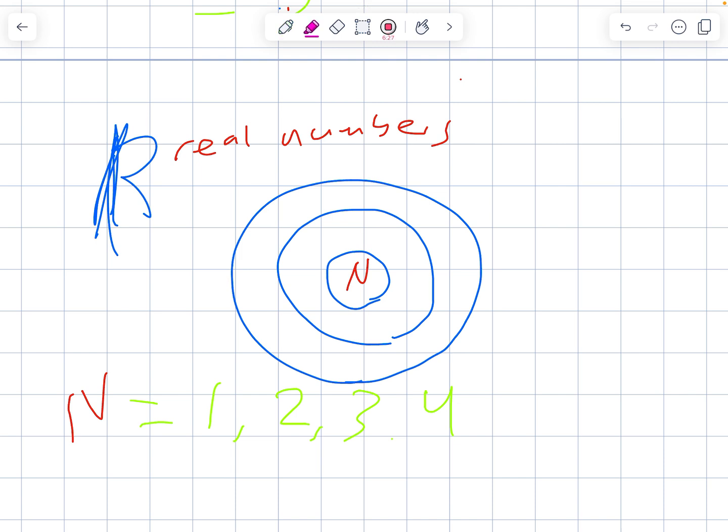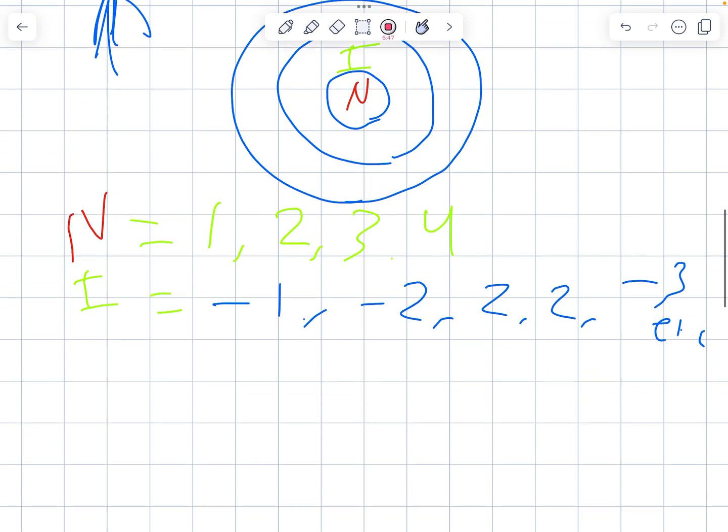Then we have the integers. And by integers, I mean the natural numbers, except to make them negative, etc. Next, we have the rational numbers, which are our fractions. Let me just give you an example.